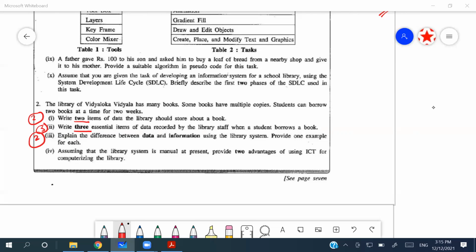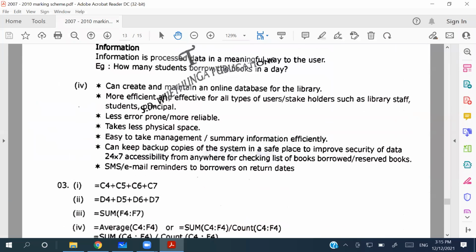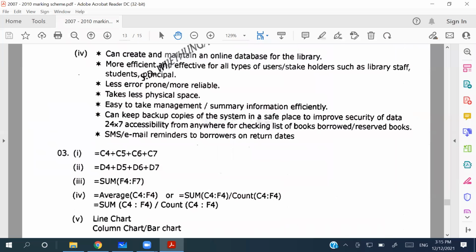So much better things are going to be these kind of things. Can create and maintain an online database for the library, more efficient and effective for all types of users and stakeholders, such as library staff, and all these things, right? So less error prone, more reliable, take less physical space, easy to manage, summary information efficiently, can keep backup copies of the system in a safe place to improve security.